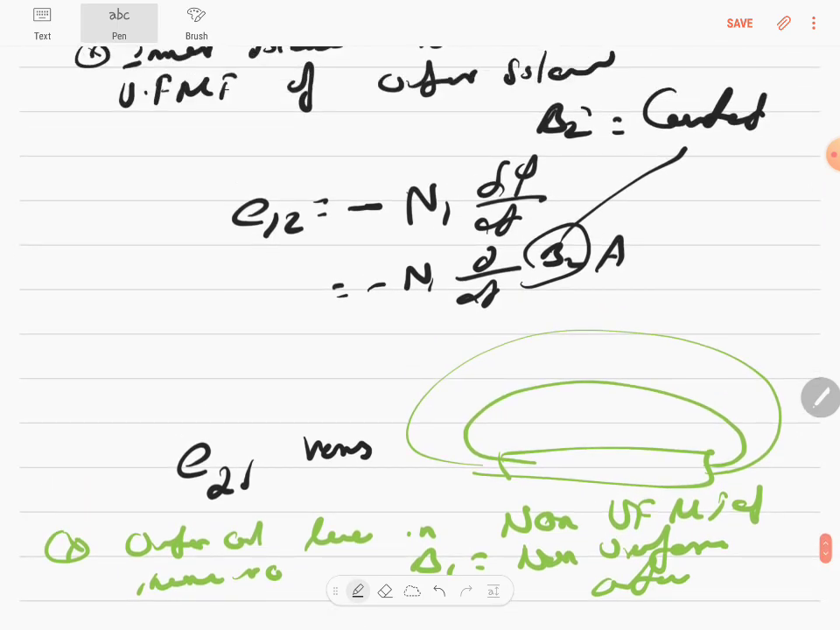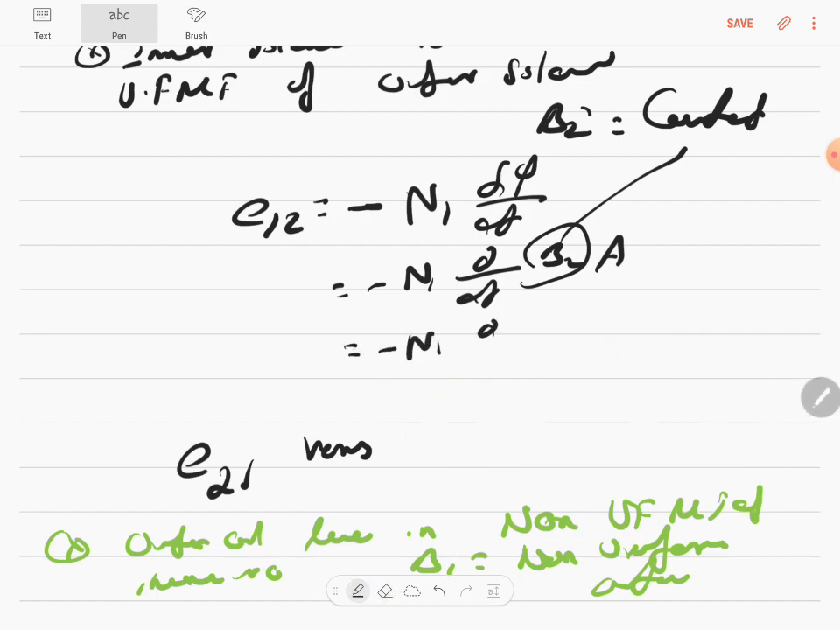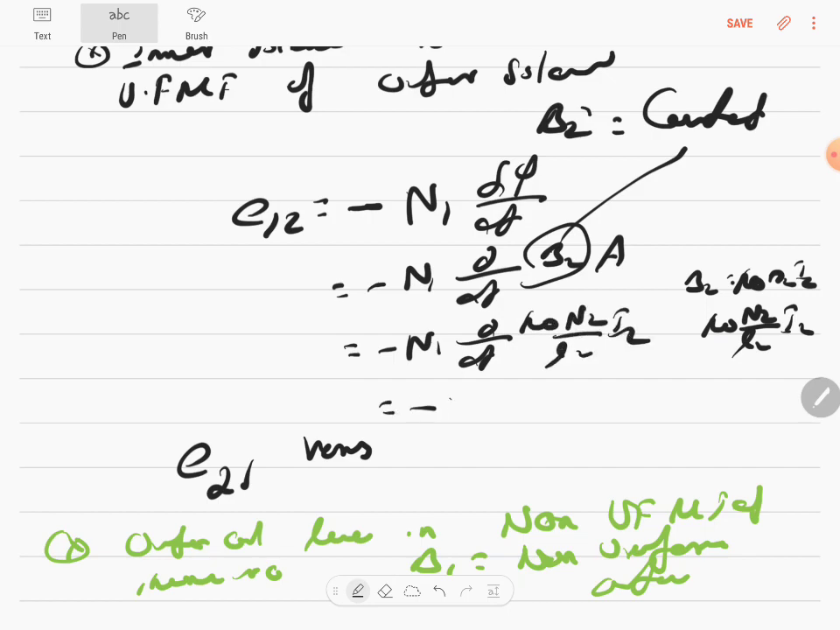So you can write the same mutual induction. Okay, let's write this. It's minus N1 into d by dt of B2, which is mu naught into N2 into I2, which is mu naught into capital N2 by L2 into I2. Can we substitute here? Mu naught into N2 by L2 into I2, where minus mu naught N1 N2 by L2 into di2 by dt. Something I have left, right? A, into di2 by dt, correct?